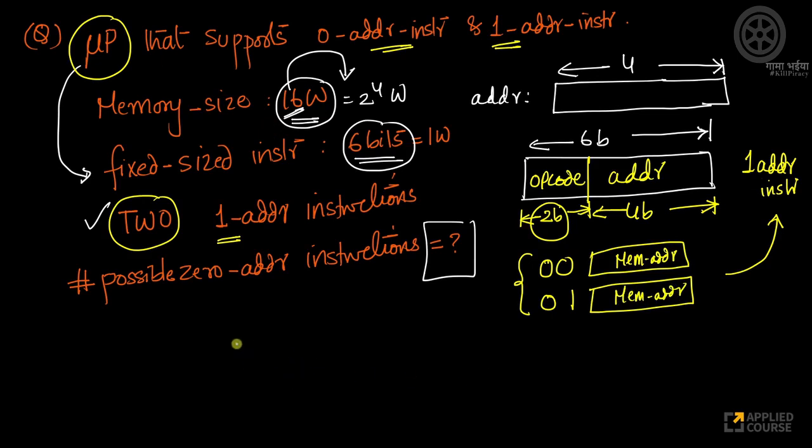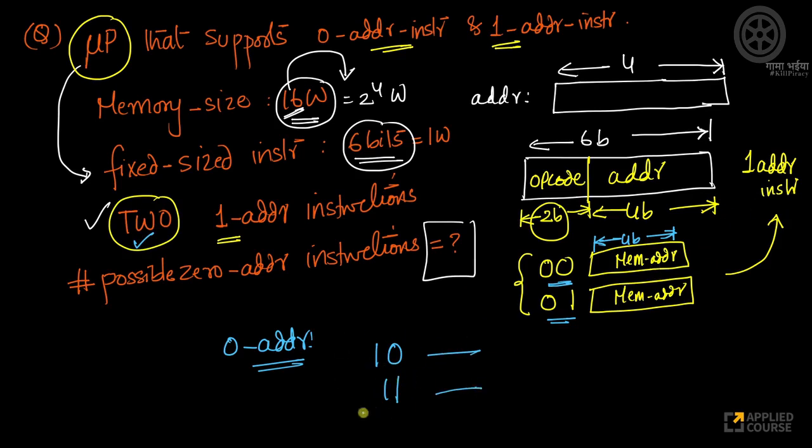Which means, how should my 0 address instructions look now? Look at this, I have fixed size instructions of 6 bits. Whenever I get an instruction, if the first 2 bits are 00 or 01, the control unit interprets it as a 1 address instruction and reads the 4 bits that are here as a memory address. And it says this microprocessor only has 2 one address instructions, which means the first 2 bit patterns, 10 and 11, are not used by my 1 address instructions.